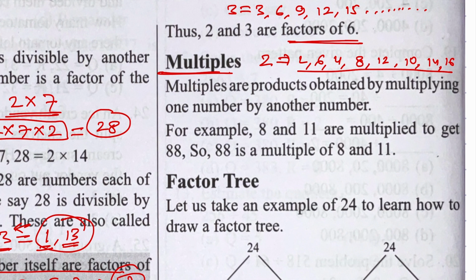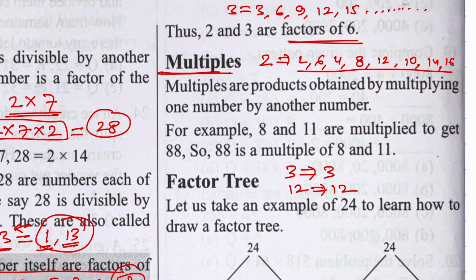We cannot find the highest multiple of any number because it is infinite. But we can find the lowest. The number itself is the lowest multiple of the given number. Say for example 3. What is the lowest multiple of 3? 3 only. 12, what is the lowest multiple of this? 12 only, because there is no multiple less than this.